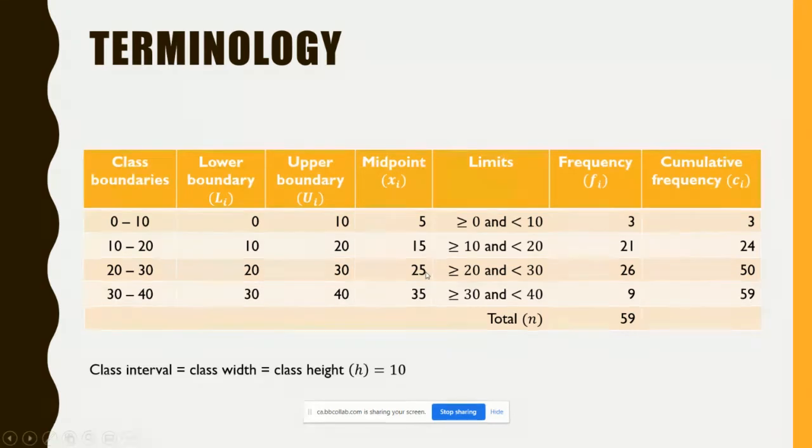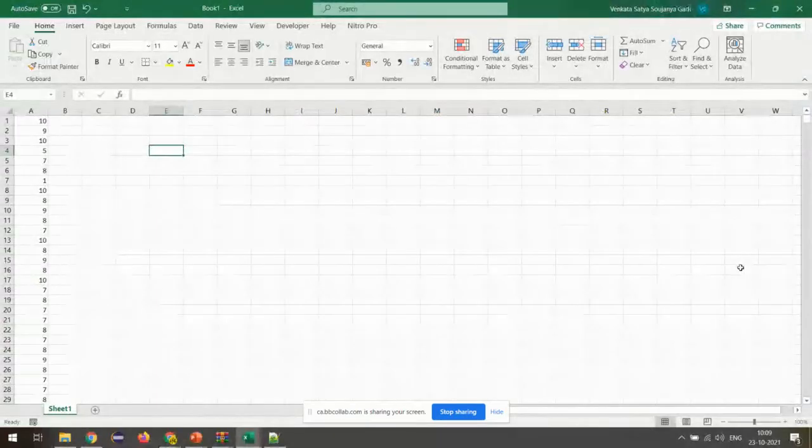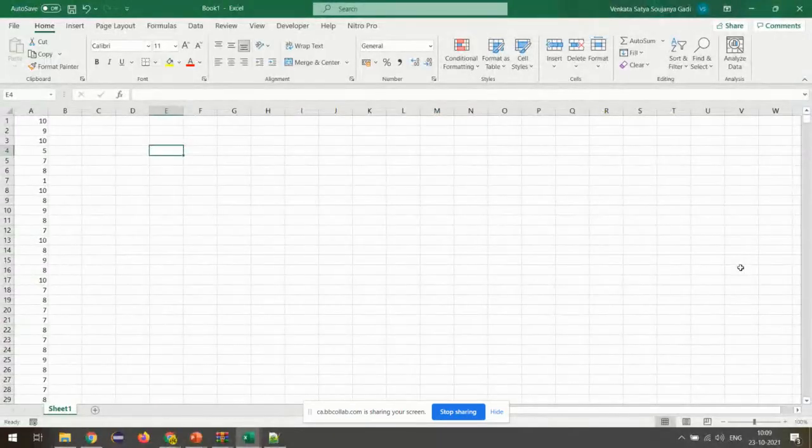If I say what is F1, you want to say it is 3 because the frequency of the first class. If I say C3, the class of the third row or the third class, which is 50, right? So let's prepare the group data from this. So for group data, we have to select upper boundary and lower boundaries.